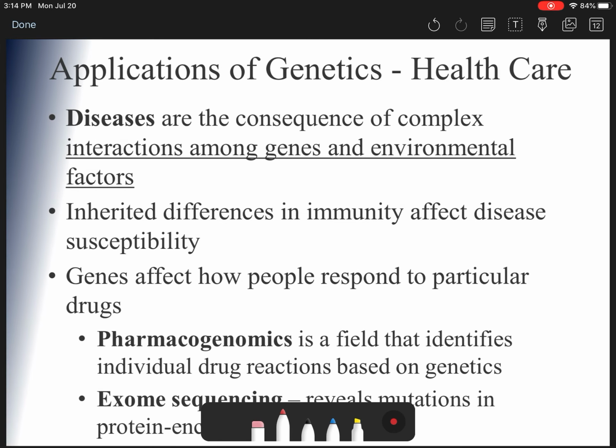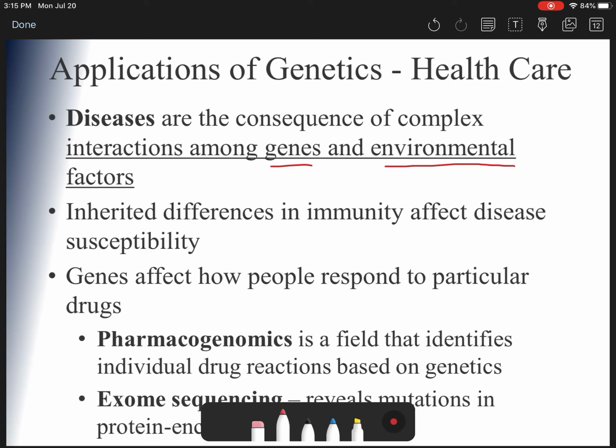In healthcare, when we look at disease, a lot of times it's an interaction of genes and the environment, and so understanding that interaction between genes and the environment can be important in maybe coming up with different types of drugs or other treatments for individuals.